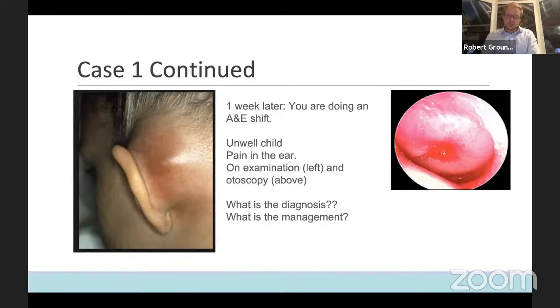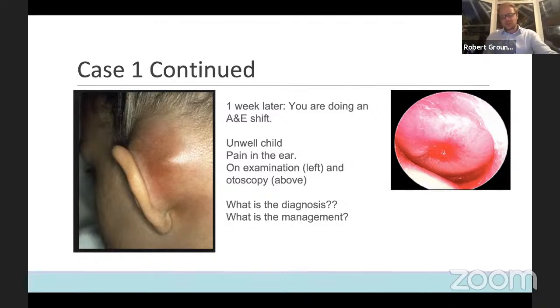So this case, interestingly, continues, and you've sent your patient home, no antibiotics. Mum gave you a bit of a hard time about it, as they always do, but you stuck to your guns. And a week later, you're doing your next A&E night shift, and this pitches up. And I don't think I need to give any prizes for saying that in terms of diagnosis, you're worried that this could be a mastoiditis at this point.